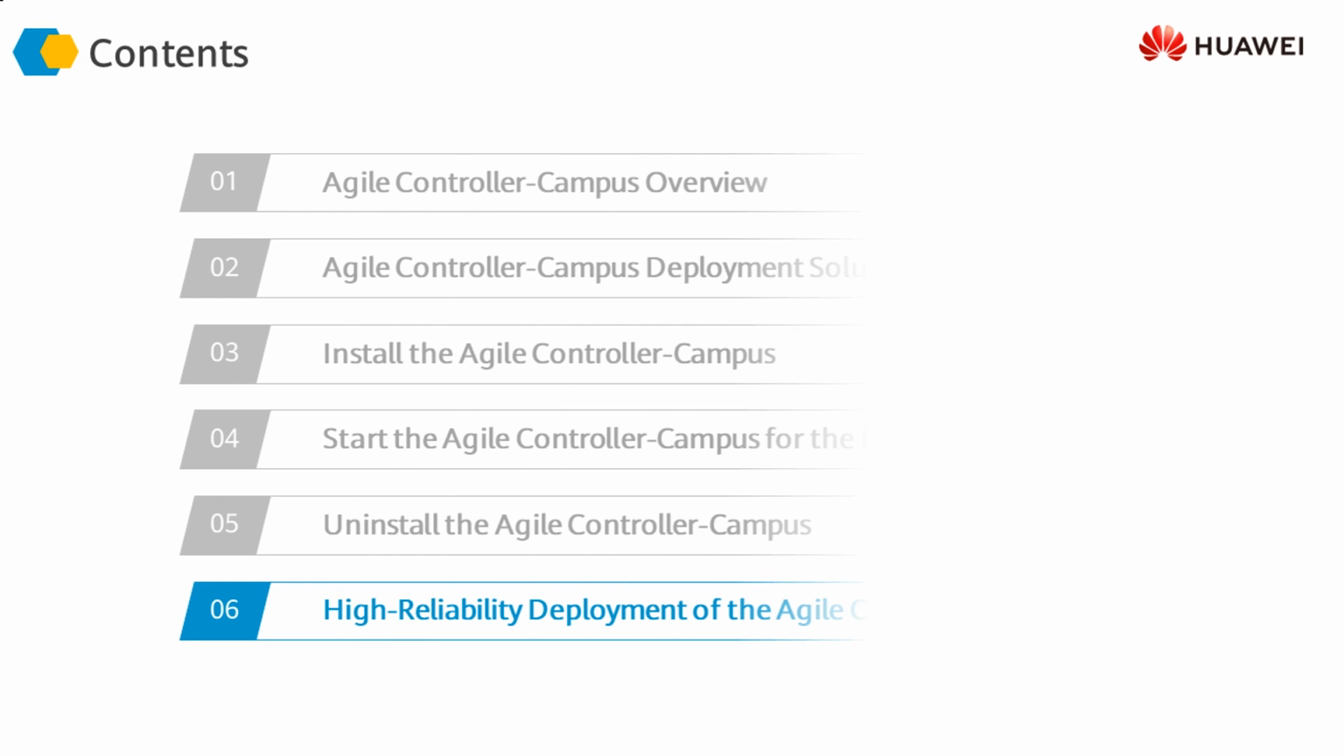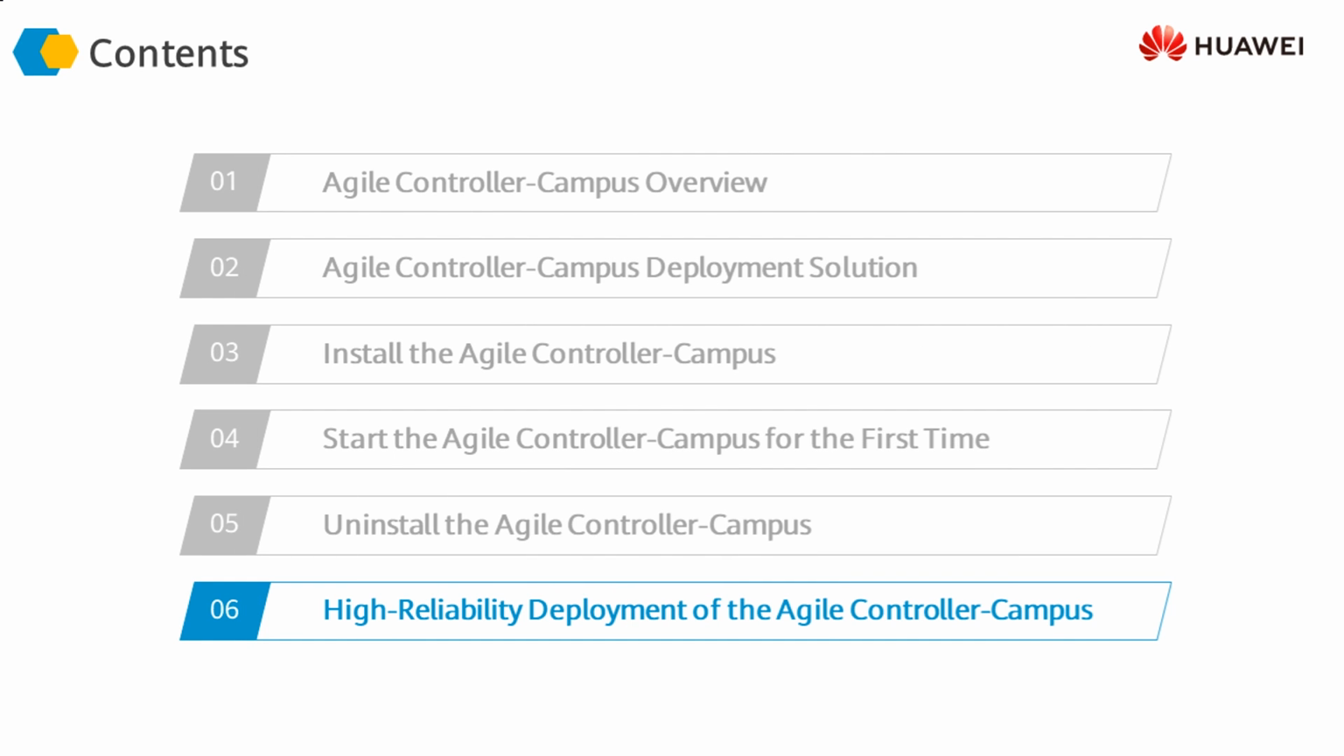Now let's take a brief look at high reliability deployment of Agile controller. High reliability deployment means that we have multiple components or multiple servers in our environment which are providing the same service, which means it's a highly reliable environment where if one component fails, we have a backup available which can take over.